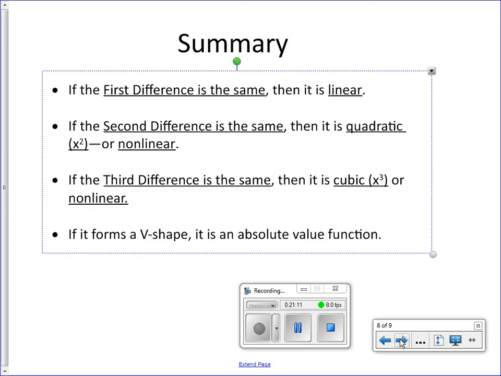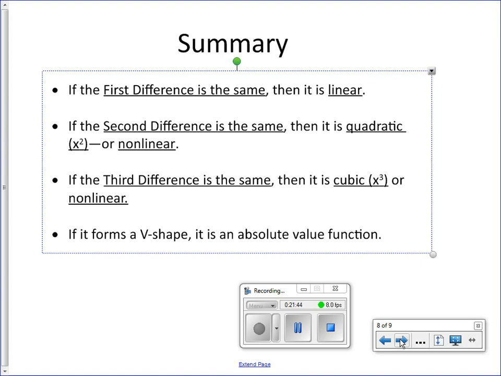All right, so a little summary of what we've done. If the first difference, and this would be the difference in your y, is the same, then it's linear. If the second difference is the same, then it's quadratic, which means x squared, and nonlinear. If the third difference is the same, then it is cubic, or nonlinear. And if it forms a V shape, then it is an absolute value function.